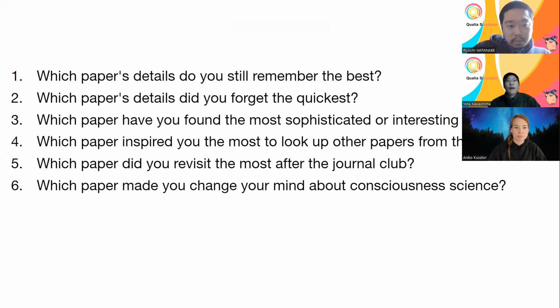So today we are discussing the previous 30 episodes in terms of the following 6 questions. The first question is, which paper's details do you still remember the best? Second, which paper's details did you forget the quickest? Next, which paper have you found the most sophisticated or interesting method-wise? Then, which paper inspired you the most to look up other papers from the authors? And which paper did you revisit the most after the journal club? And finally, which paper made you change your mind about consciousness science?